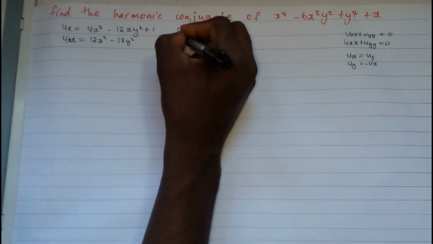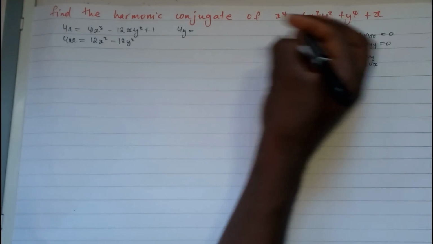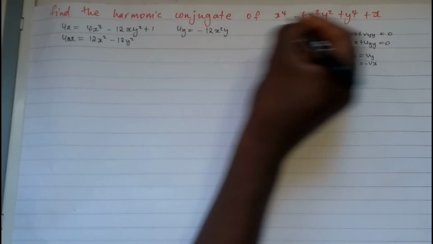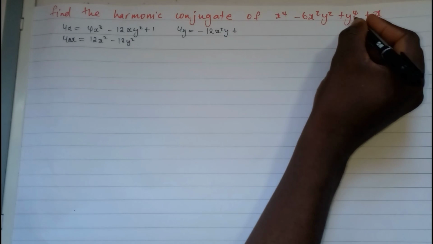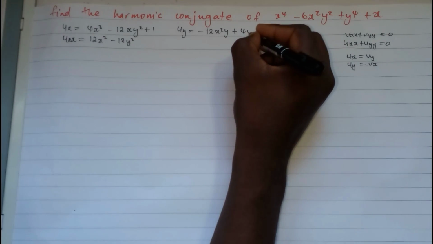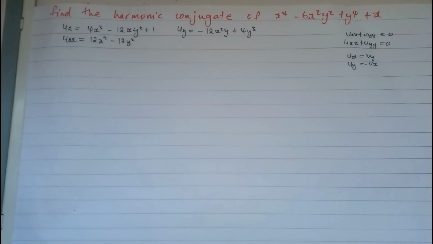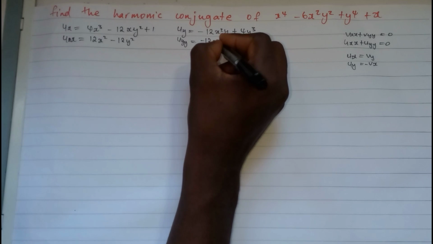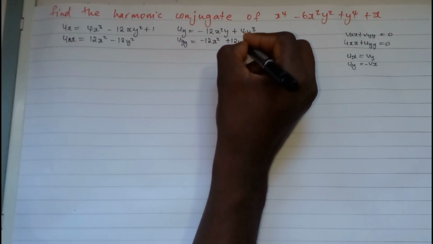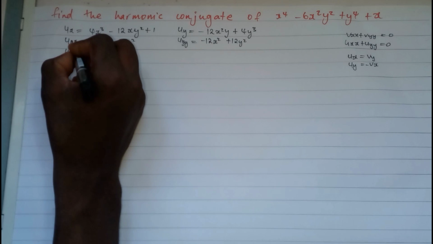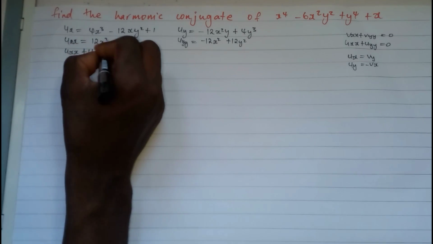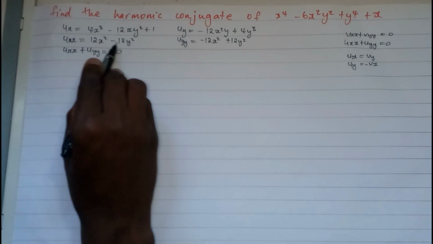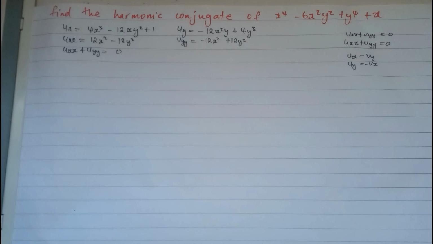Now for uy, differentiating with respect to y, I'm going to get negative 12x squared y plus 4y to the power 3. And the second derivative uyy: I'm going to get negative 12x squared plus 12y squared. So if we say uxx plus uyy, we're going to see that this is equal to 0: 12x squared and negative 12x squared give 0, negative 12y squared and plus 12y squared is going to be 0.